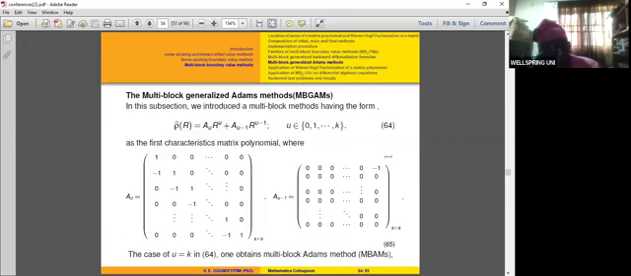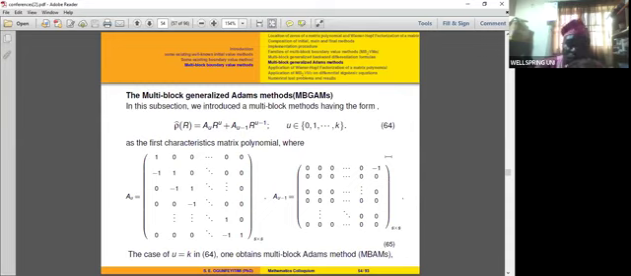Then we have the second method, which is the multi-block generalized Adams method. We introduce a multi-block method having the form. If you watch in initial value methods, the first characteristic polynomial always has k. It's either you have a_k r raised to power k plus a_{k-1} r raised to power k minus 1 for the case of Adams types. But here, in multi-block generalized Adams, we assume that our u is not equal to k.